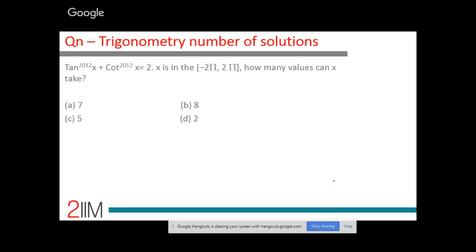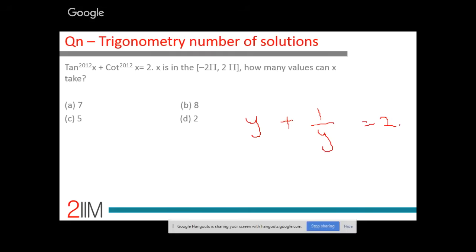Not just that, if tan 2012x is y, what is cot 2012x? So we have a scenario where y plus 1 by y is 2, and y is positive. What does it mean? y is equal to 1. The minimum value of y plus 1 by y is 2 when y is positive. If y plus 1 by y is equal to 2, then y has to be 1. So this question immediately boils down to tan to the power 2012x having to be 1. Therefore, cot to the power 2012x should also be 1.